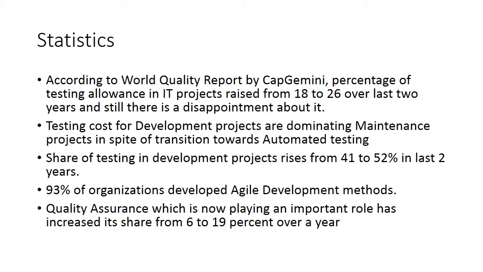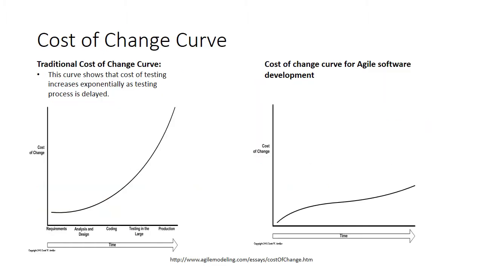93% of the organizations developed agile development techniques when compared to 87% in last year. Quality assurance is playing a key role and increased its share from 6 to 19% over a year. And here we can see cost of change curve, which shows that as we delay the process of testing, the cost increases exponentially. But when we use agile software development systems, we can change this cost curve and it becomes stable after a certain time.